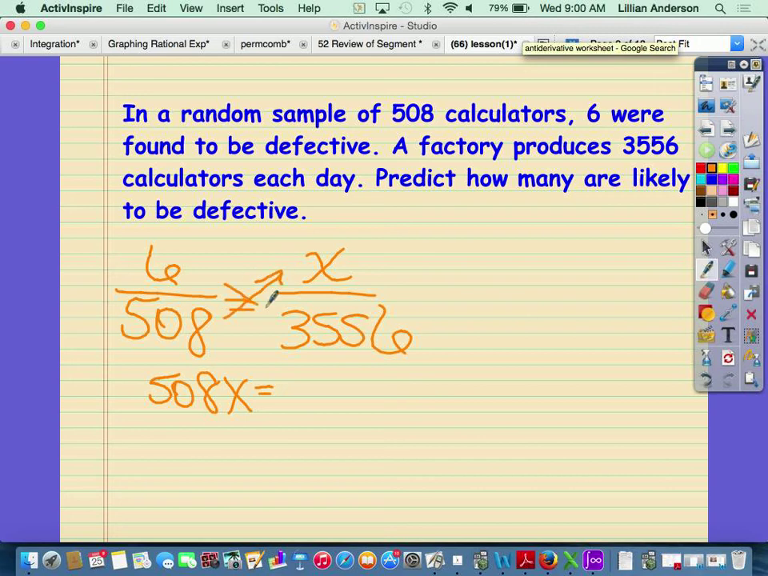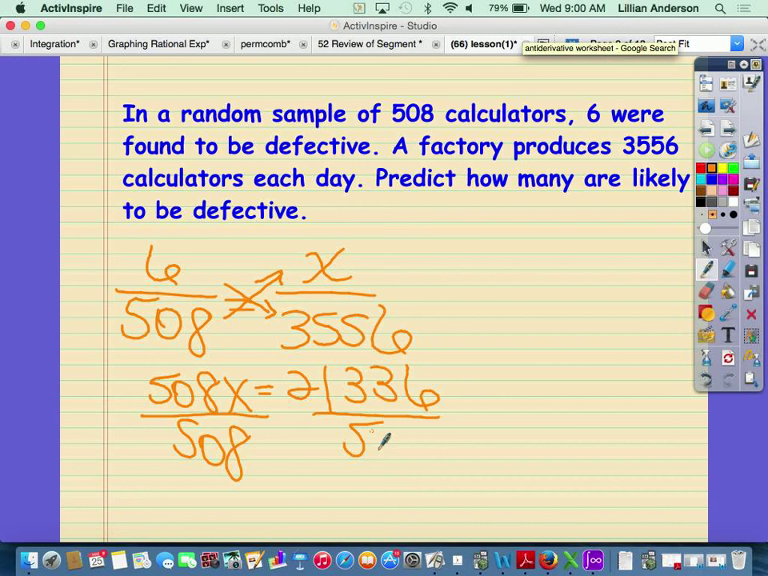Cross multiply. What's 6 times 21,336? And you get a lucky number of 42. You're up. Would be considered defective, okay, using our probability setup. Questions on that?